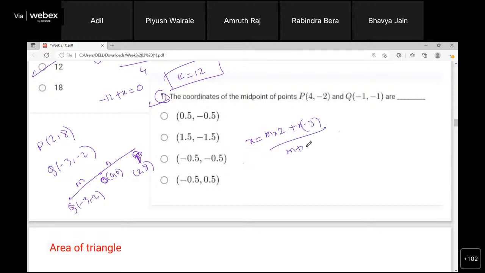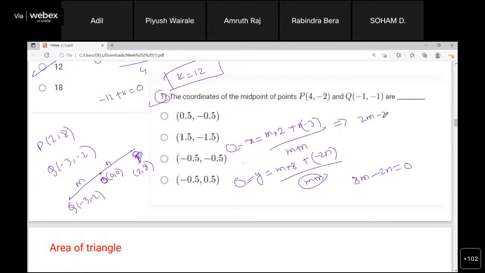Can't we use the m by n formula? Directly we can use that, no issue. Or you can use this also. So the y coordinate will be m into 8, that is 8m, plus n into minus 2, that is minus 2n, over m plus n. So it is 0, right? It's given that this one is 0, so if you multiply 0, it will come 0 only. So 8m minus 2n equals 0 from this, and from this what I will get?